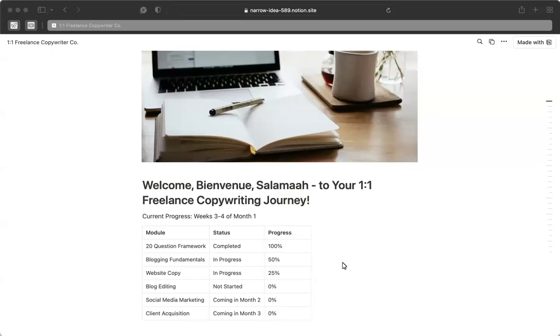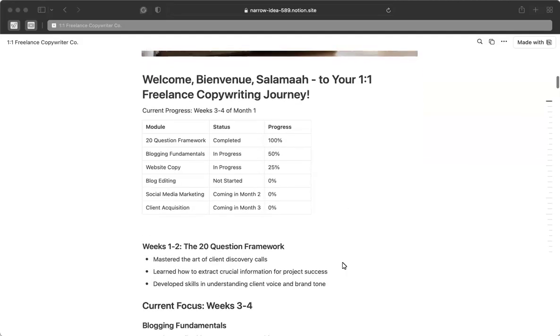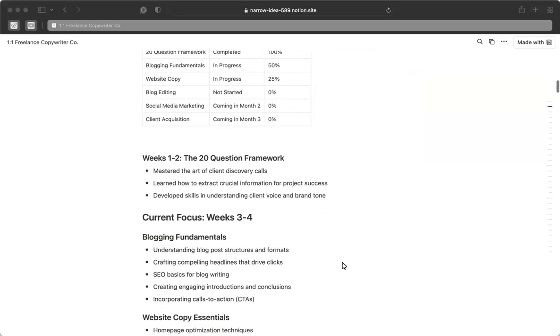Awesome. So this is our tracker here. You know, we went through the 20 question framework that is complete. I was looking over it again briefly today. We have a little bit of blogging fundamentals, but we're going to get deeper today. A little bit of website copy to do. So let's go ahead and jump right in here.